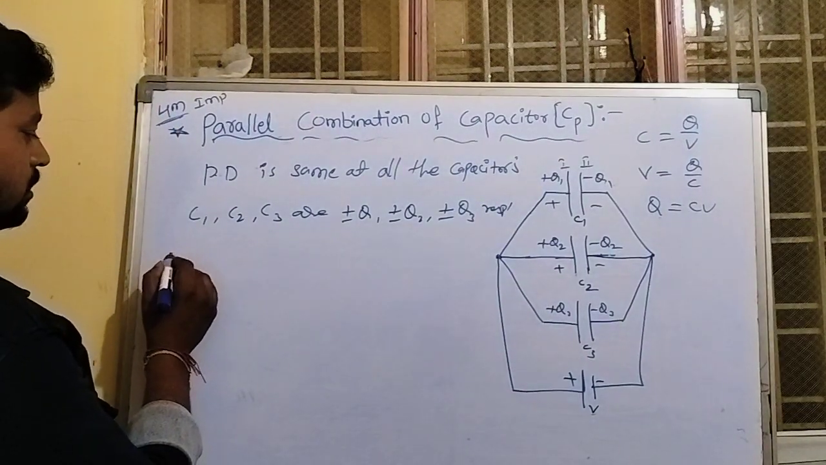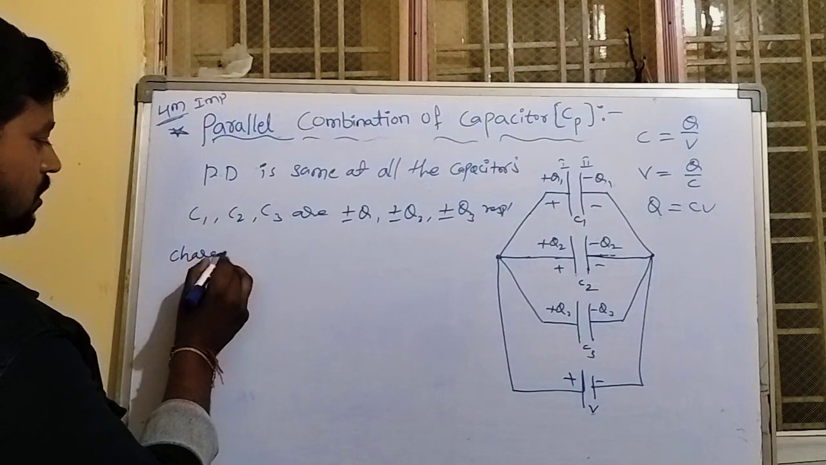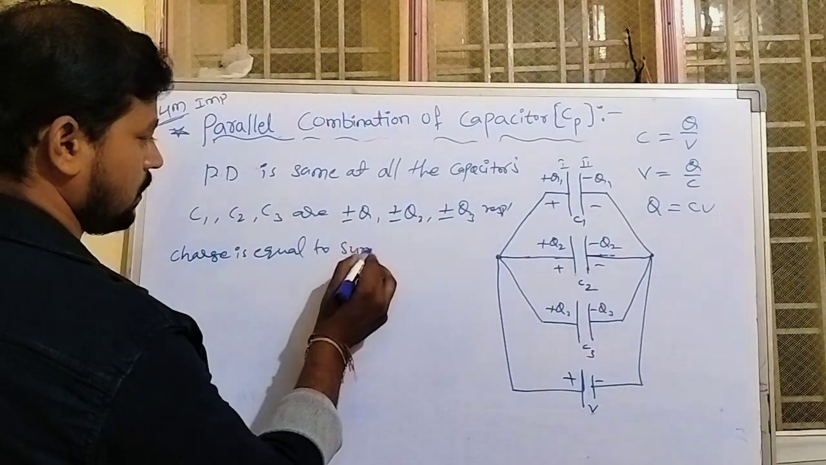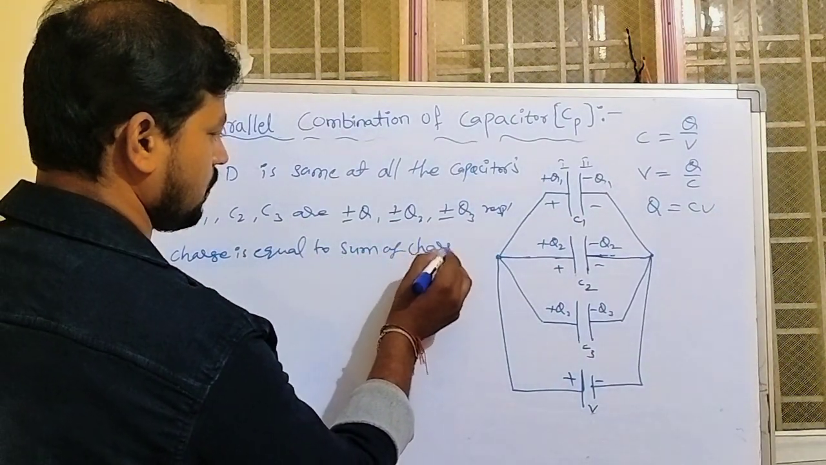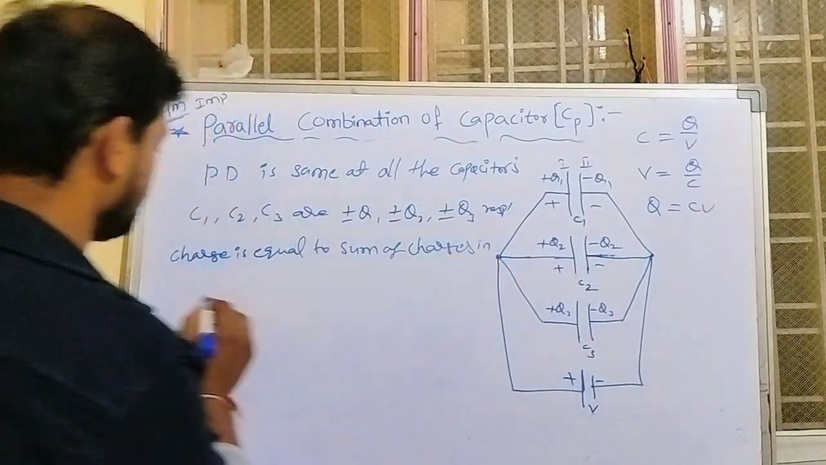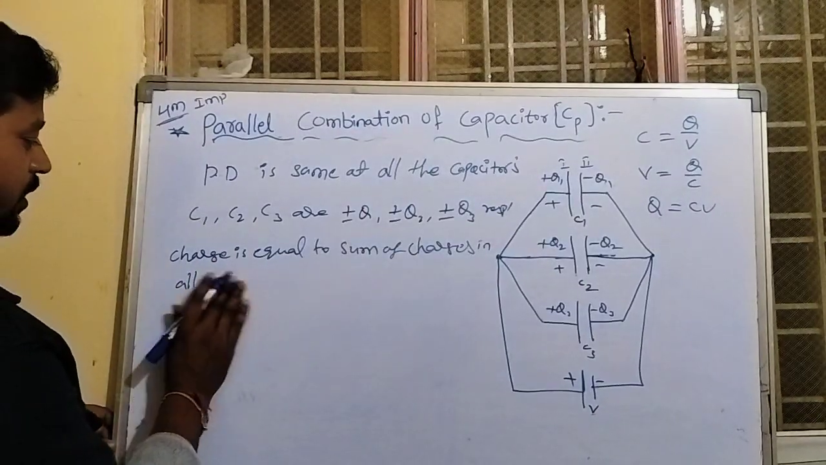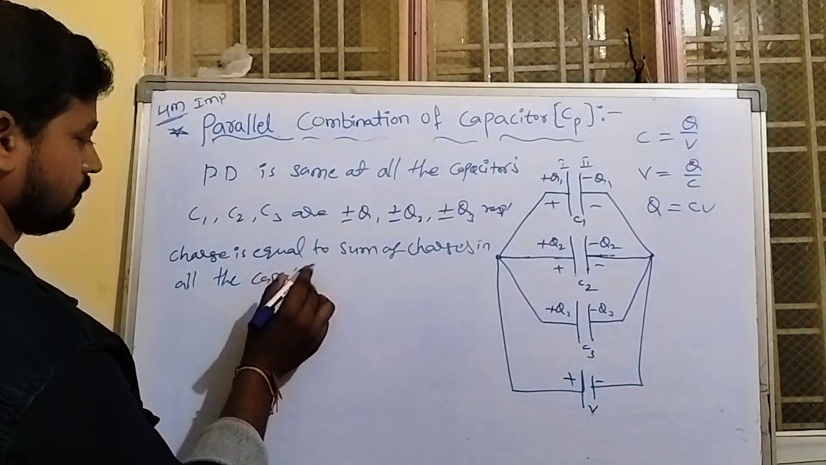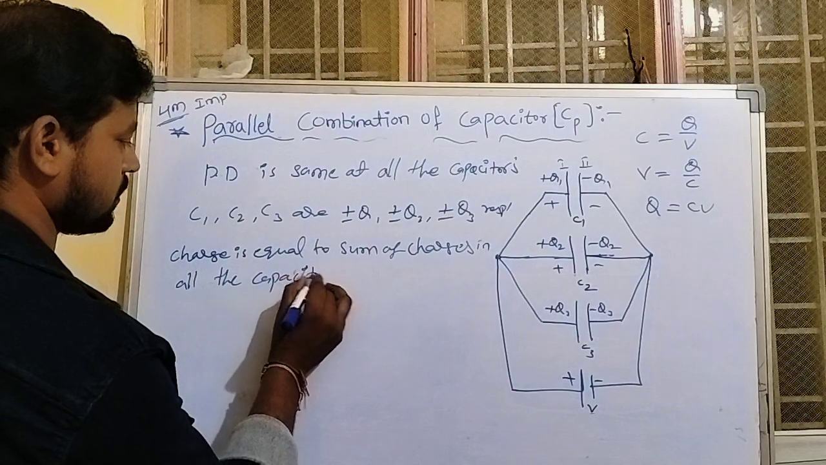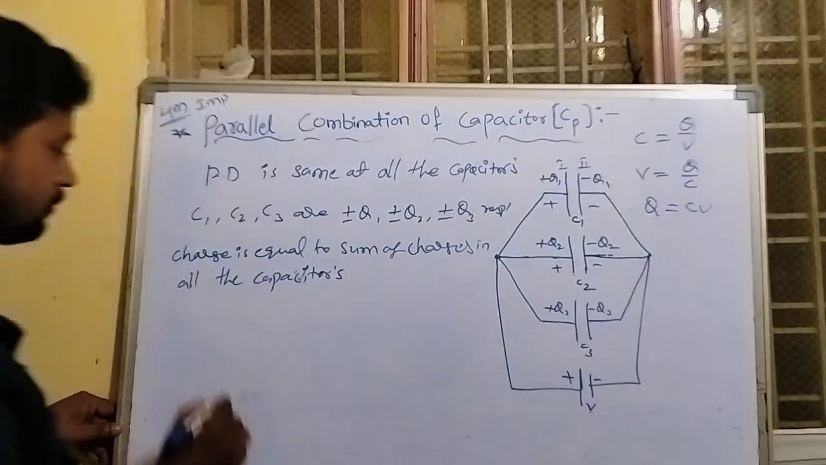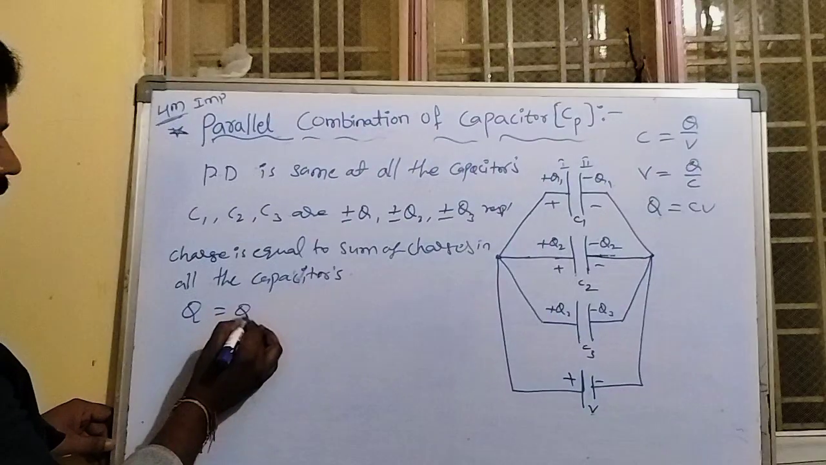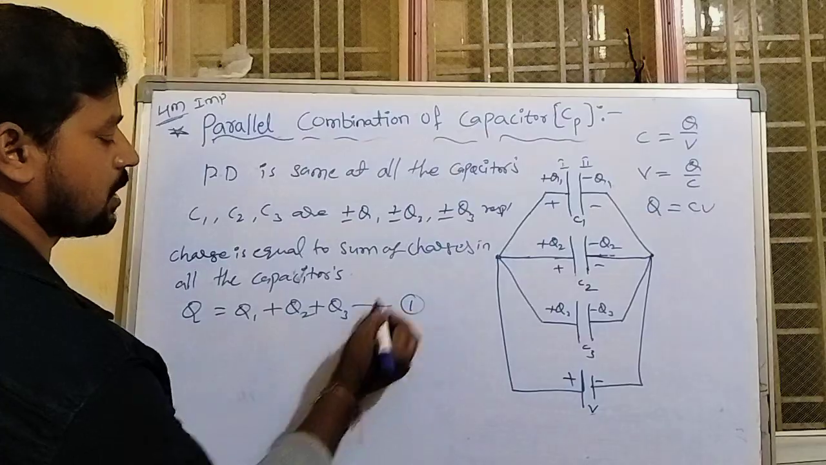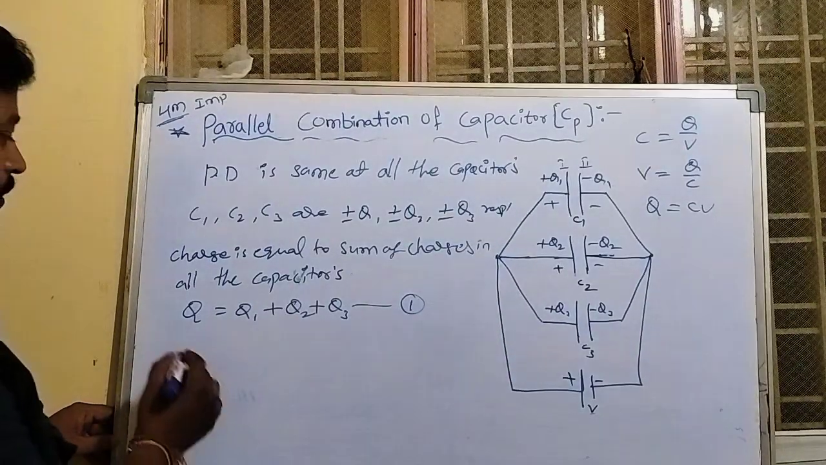Charge Q is equal to the sum of charges in all the capacitors. What is the charge? Q is equal to Q1 plus Q2 plus Q3. This is equation number 1.